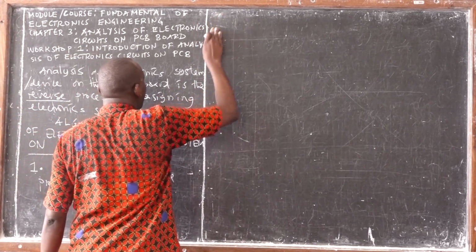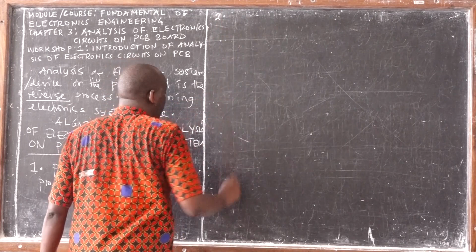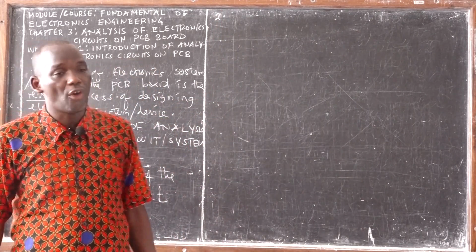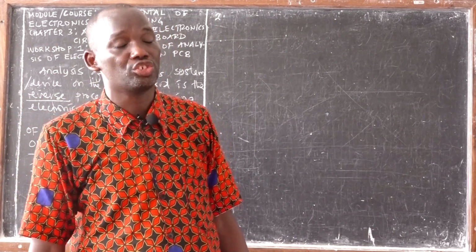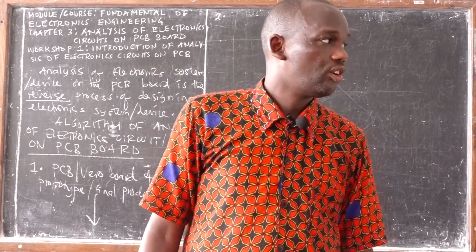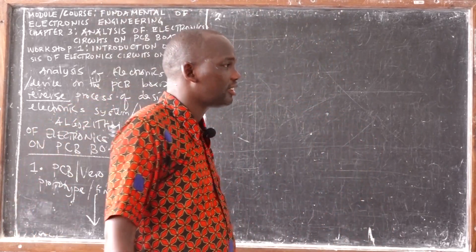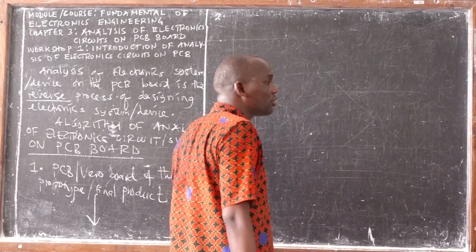Okay, so the second step now, we need a device found in a digital multimeter that we call the continuity tester or continuity check. Continuity tester or continuity test.